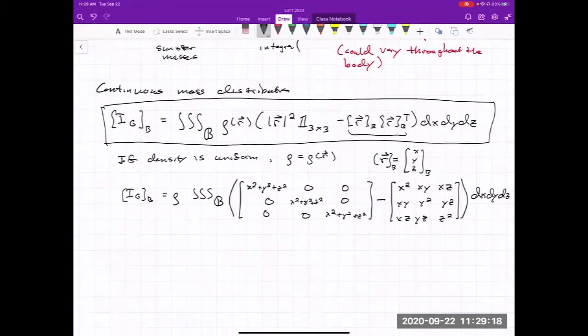If you work out what each of these things are, what do we get? We get I_G in the body fixed frame, density, and I'll do my triple integral again over the body. And I'll just subtract these two matrices. What am I left with? I have y squared plus z squared up here in the left-hand corner, and then negative xy, because there's that negative sign. And then negative xz. And let me just carry this through.